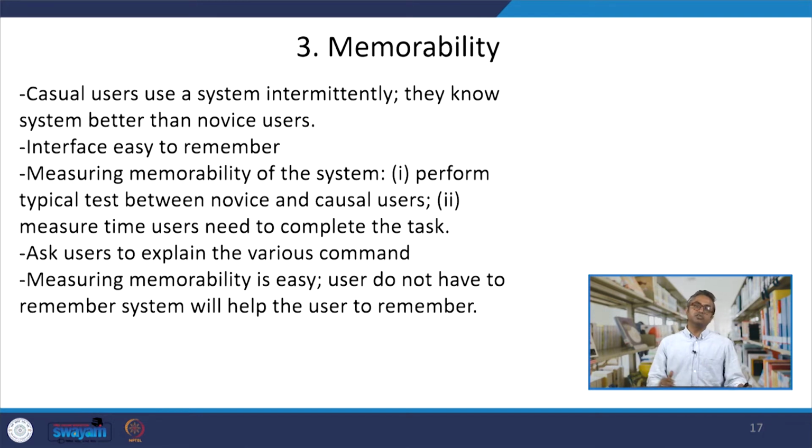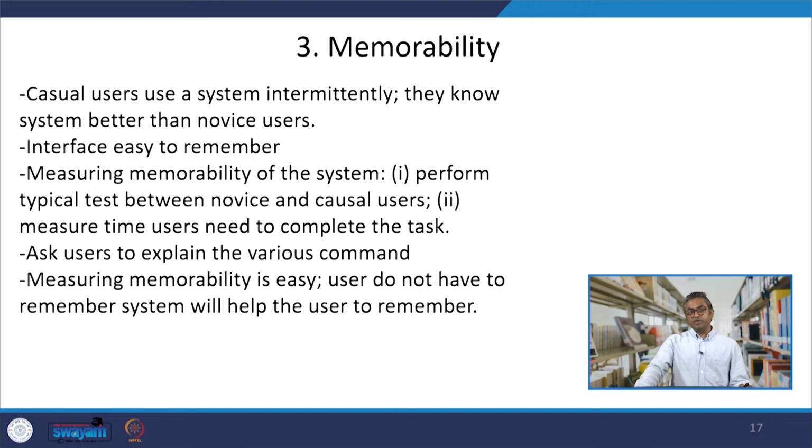Asking the user also to explain various commands, such as what does start mean, what does close mean, what does control plus C mean, what does control plus P mean, and if the user can respond back correctly, this means that the interface has been designed easily and the memorization is there. So, the usability gets enhanced in this case when the user responds and remembers the items easily.